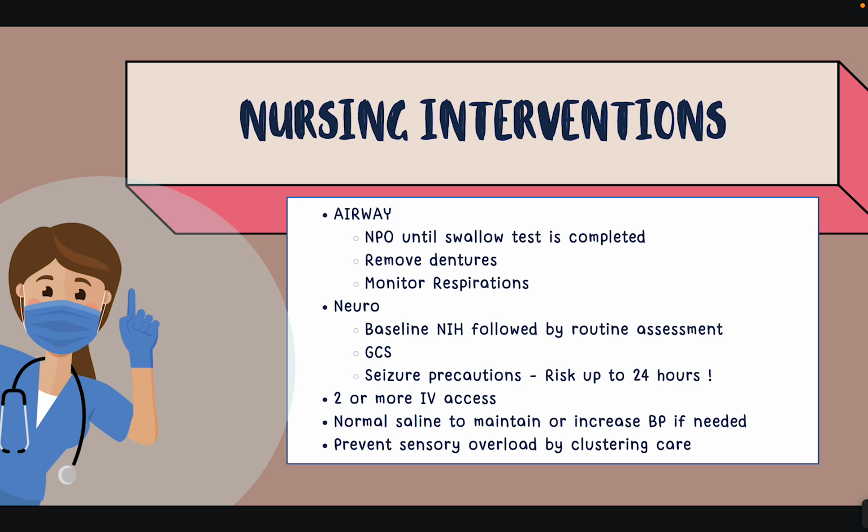You also want to do your neuro assessments. Usually the neurologist will order it every 4 hours, like Q4 hours, but it depends on how severe your patient is. You want to do your Glasgow coma scale. And then you also want to make sure that your seizure precautions are in place, okay? These patients are at risk for seizures up to 24 hours from their initial symptoms, okay? So make sure that your seizure precautions are up at least for the first 24 hours of having this patient.